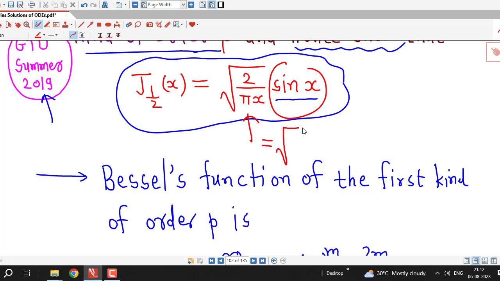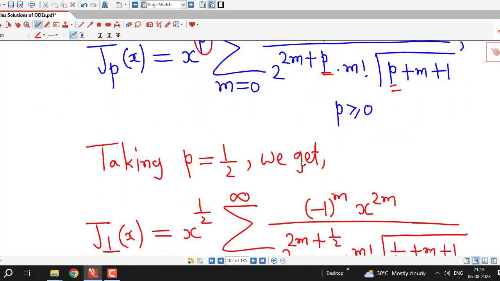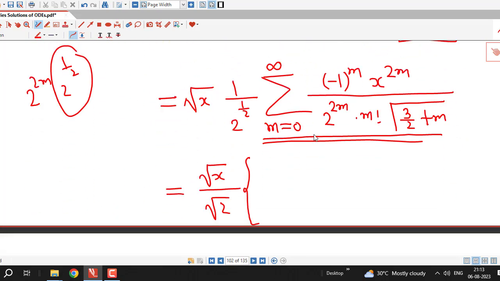If you recall from the mathematics 1 course, we know that Maclaurin series of sin x is x minus x cube by 3 factorial plus x raised to 5 by 5 factorial minus and so on, alternately positive and negative, and here we have only odd powers of x. So we will try to prove that j1 by 2x turns out to be this series of sin x multiplied by square root of 2 over pi x. So for that we try to write down few values of this sum corresponding to different values of m.